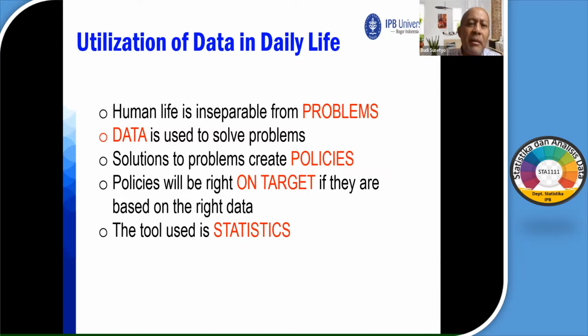For example, the country will make a decision based on some problem or issue, and then they have to make a policy, and the solution of the policy has to be based on the data. What for? Because then the policy will be right, on target. If there is data as a basis for the decision making process, then you will get the right target of the policy. So what are the tools? One of the tools is statistics.